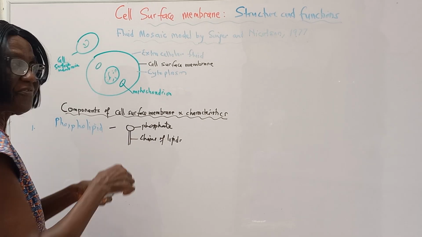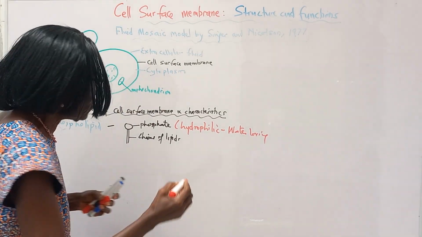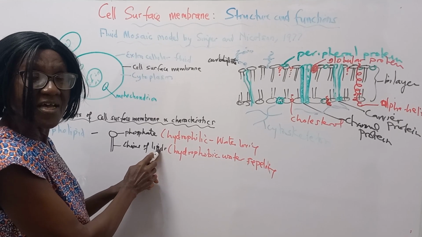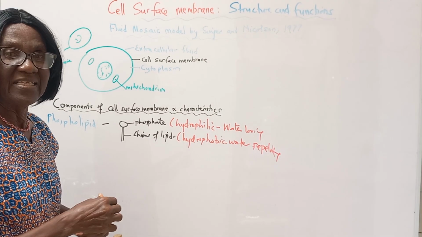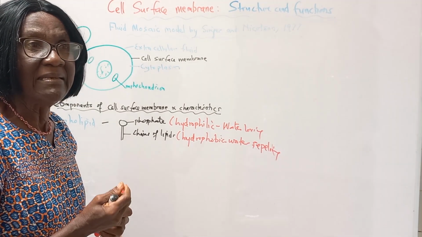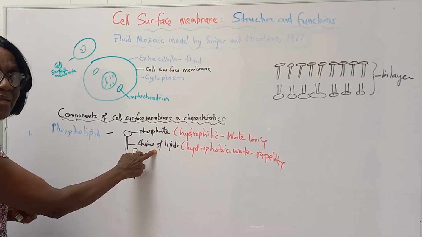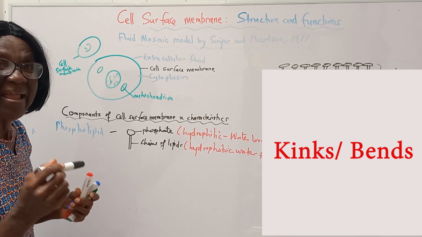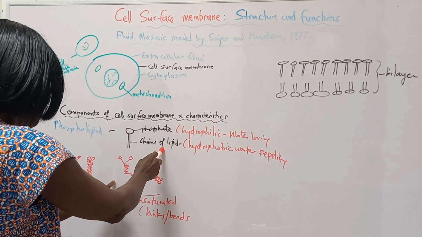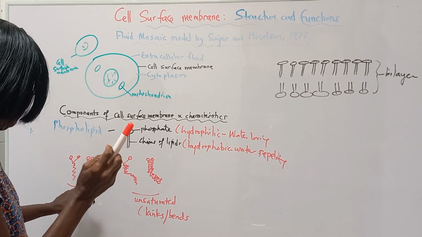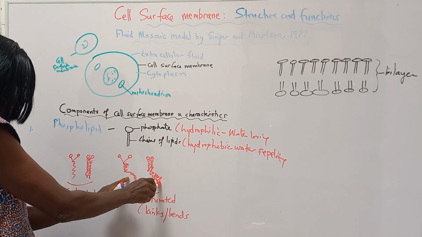Now the phosphate is hydrophilic, meaning water loving or attracting water, and the fatty acid chains are hydrophobic, meaning water repelling. And the phospholipid is arranged in a bilayer. Now, the lipids have kinks or bends in their structure because some chains of fatty acids have double bonds in them. When there are double bonds, then there are kinks, bends, like this.